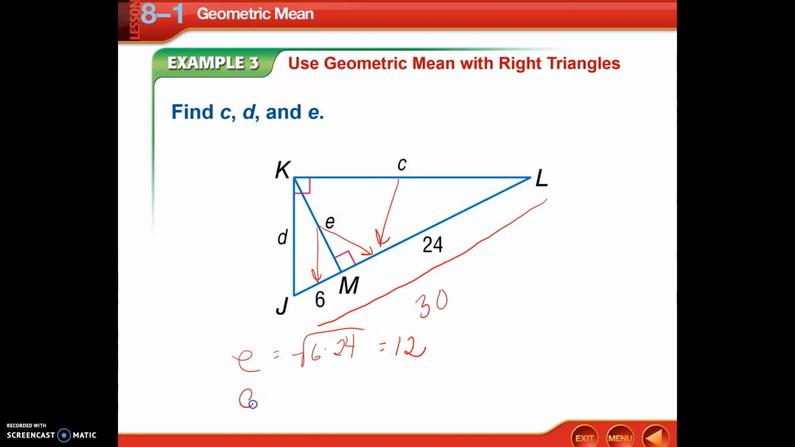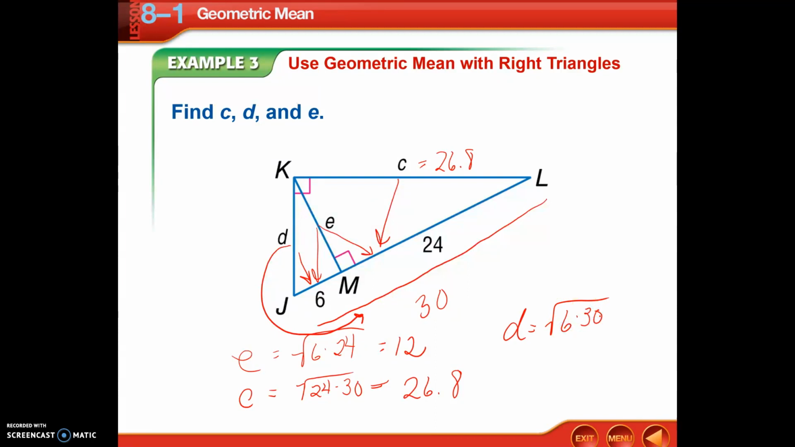C is the geometric mean between 24 and 30. And we do want the decimals of them because we're looking at side lengths, so we're not going to leave them in radical form. So C equals 26.8. And D is the geometric mean between 6 and 30. All right, and I get 13.41.